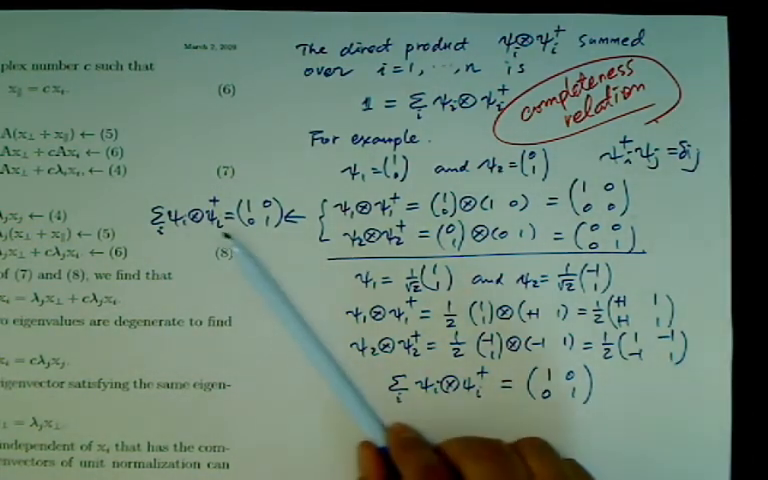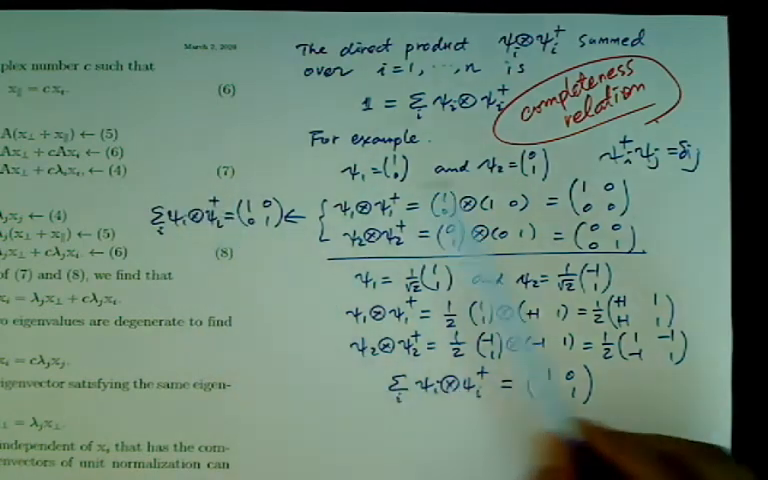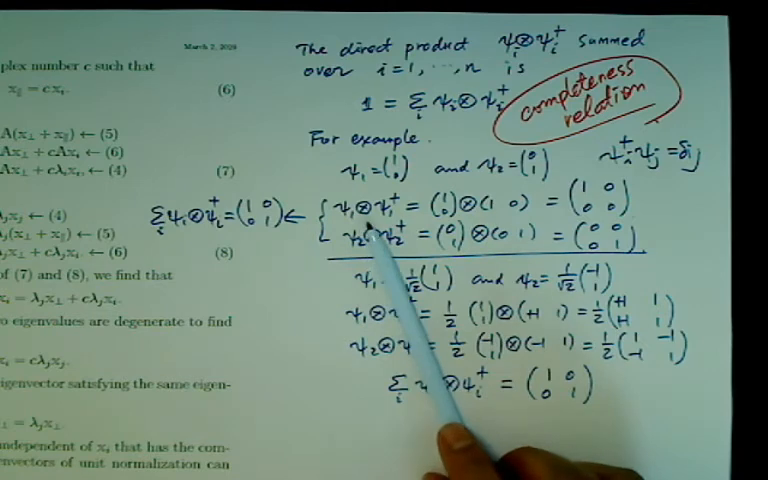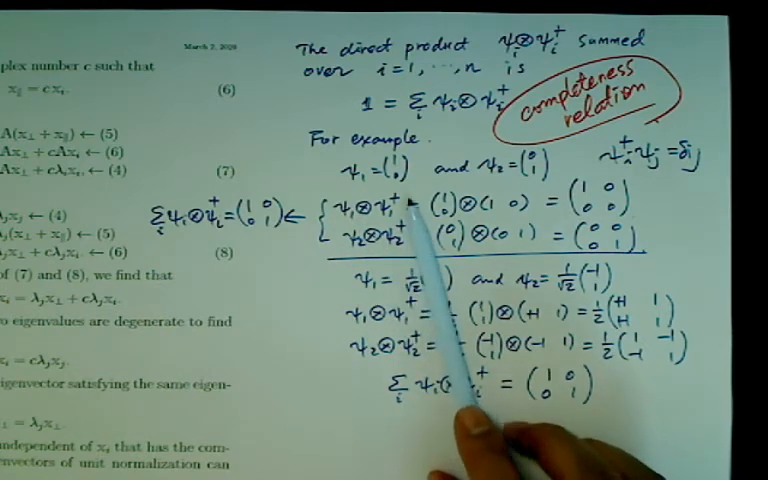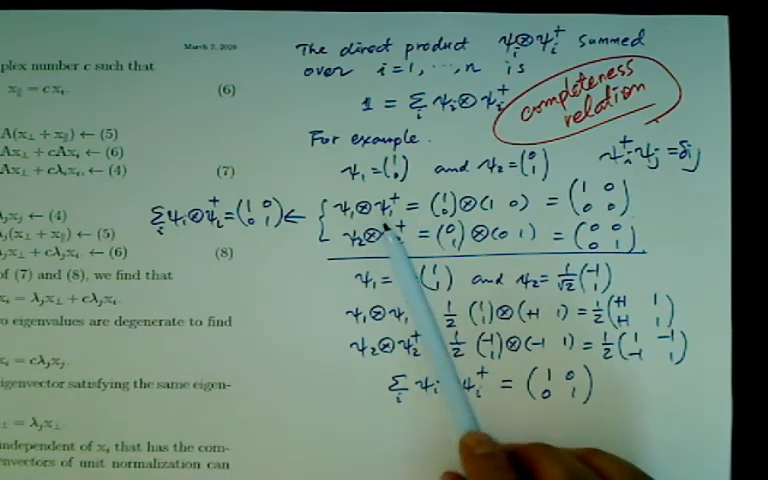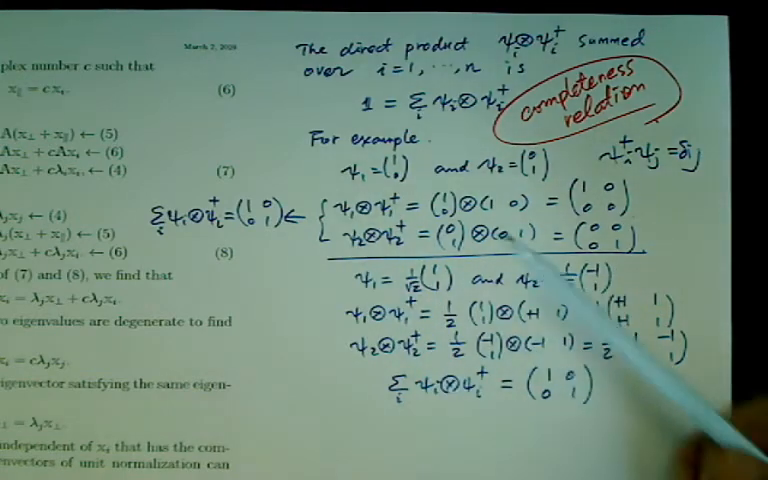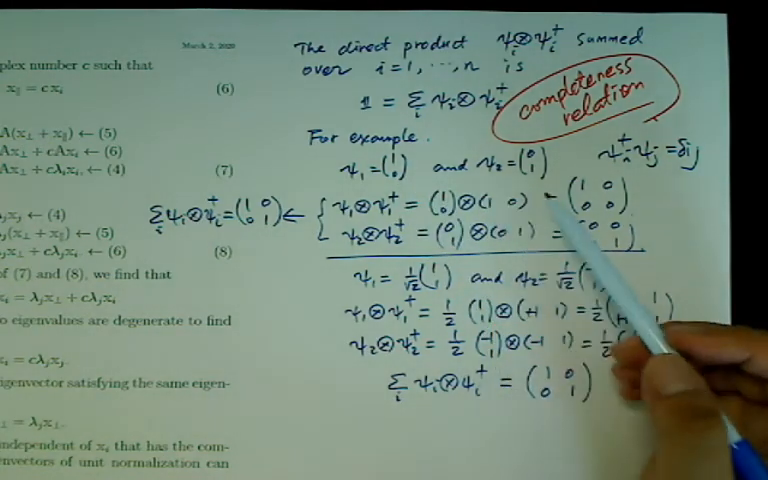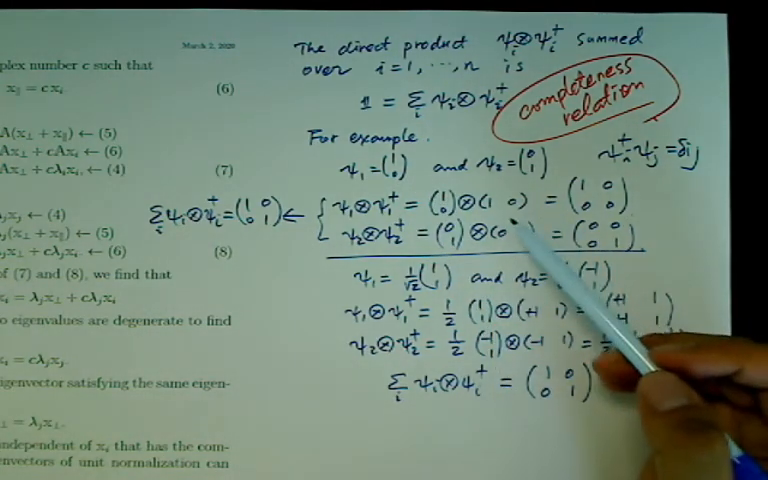So let us check if it is true. This is called the completeness relation. Psi I direct product psi I dagger: for the first component, it is 1 times 1 direct product 1. It's 1 0, and its Hermitian conjugate is 1 0.